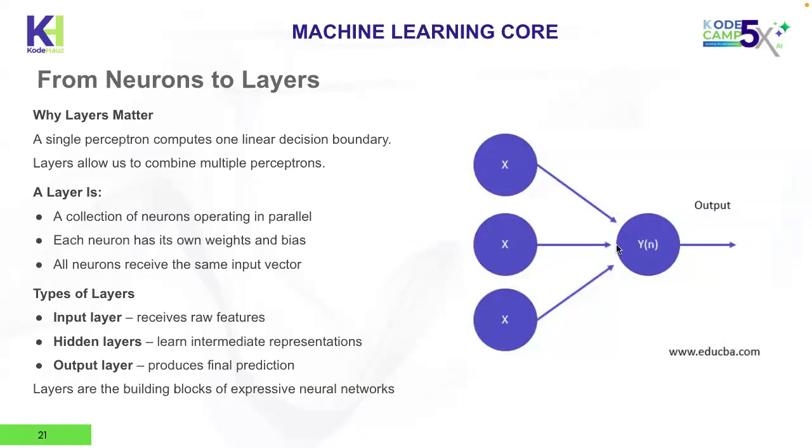So we have three types of layers. We have the input layer, which is what receives the raw information, the raw data. Then hidden layers are the ones that you will have and learn the intermediate representations. So remember what I said: each layer generates its own outputs, but those outputs become input to the next layer.